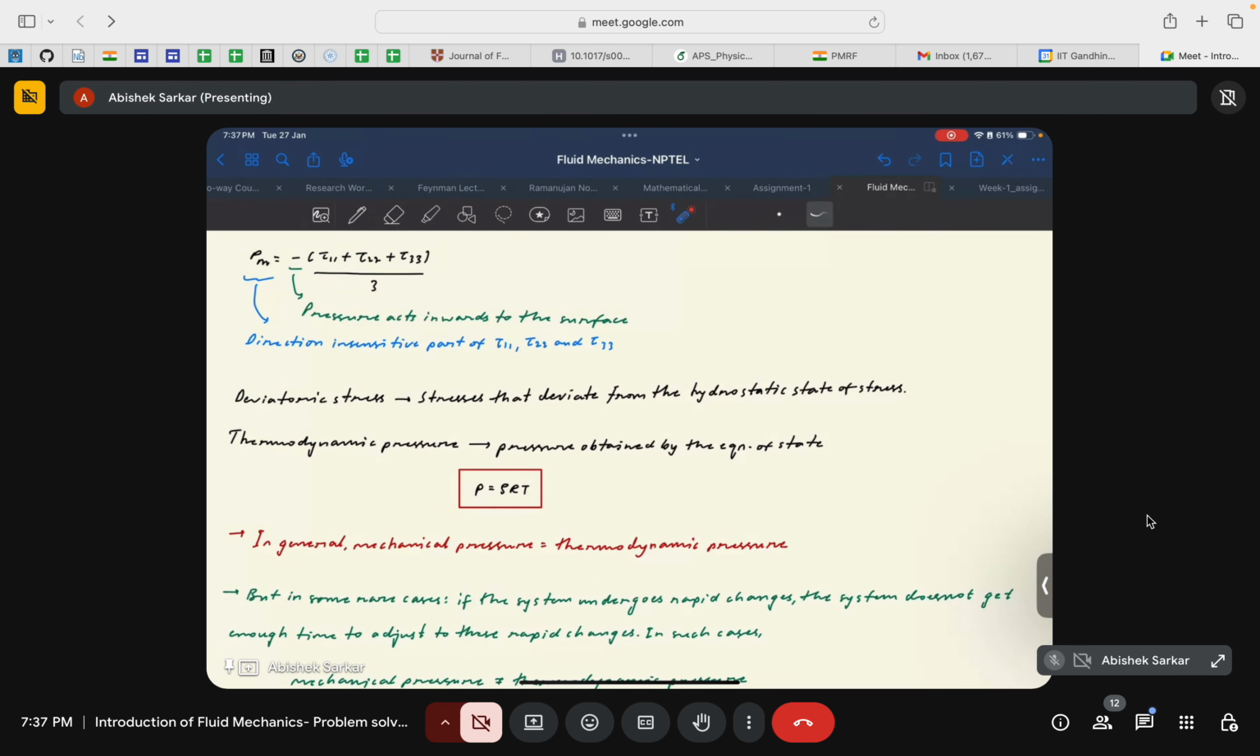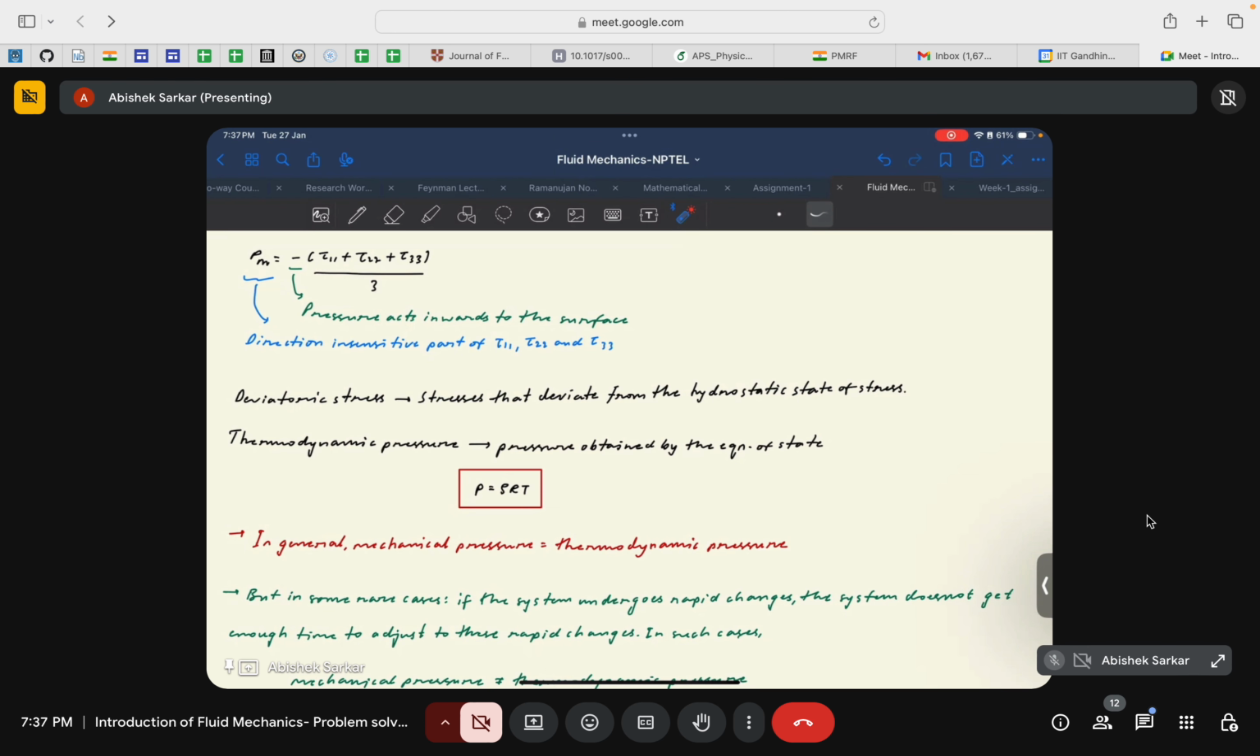Then again, there is thermodynamic pressure. If you have taken a thermodynamic course, or if you have a slight idea, you know that pressure can also be defined from a thermodynamic perspective by the ideal gas law, or the equation of state, that is P equal to rho RT. You might ask whether these two are equal or not. Of course, these two are equal for most of the cases.